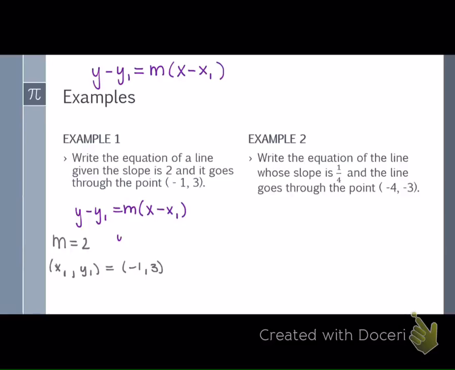So I get y minus y1, which is a positive 3, equals m, which we have as 2, times x minus, and then this is x1 for negative 1, so it's x minus a negative 1. What do you guys know about minus and negative? Sarah?